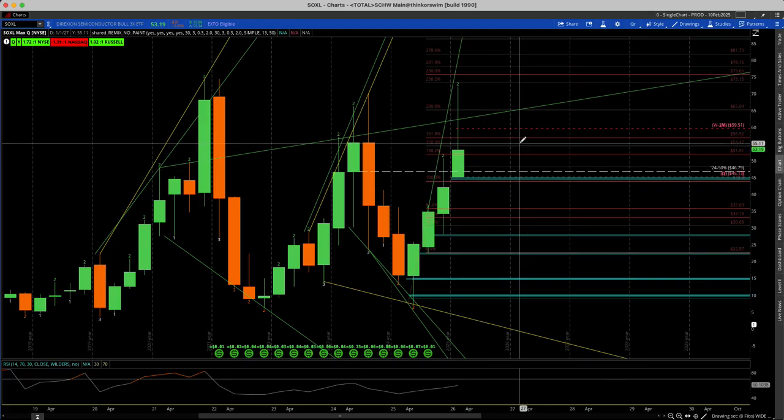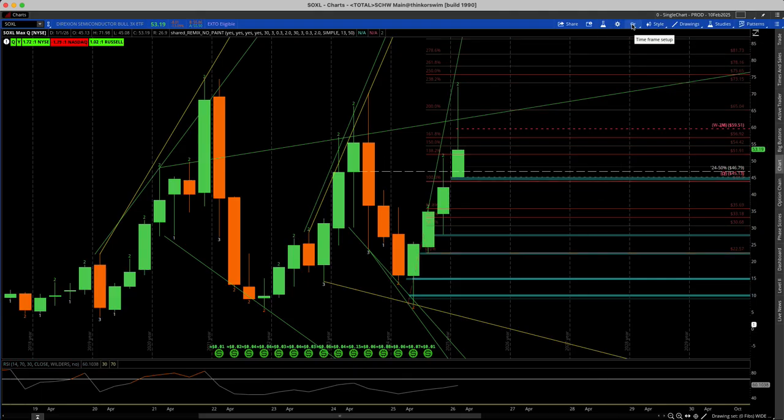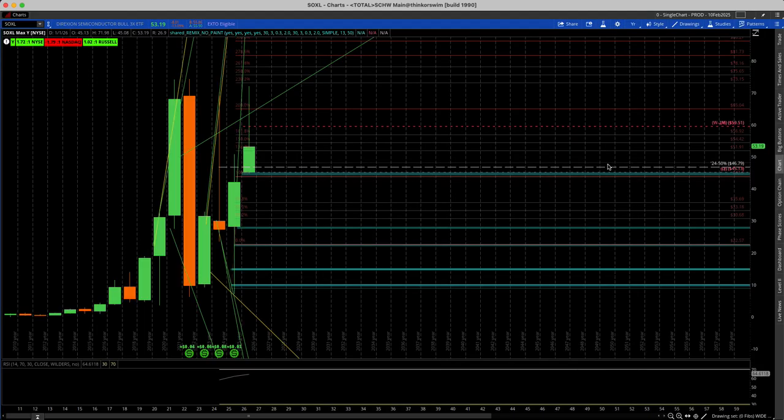From that perspective, we're going to have to be a lot more patient. But luckily we've got plenty of action on these smaller time frames, even up to the week chart, to make plays on and make money on.